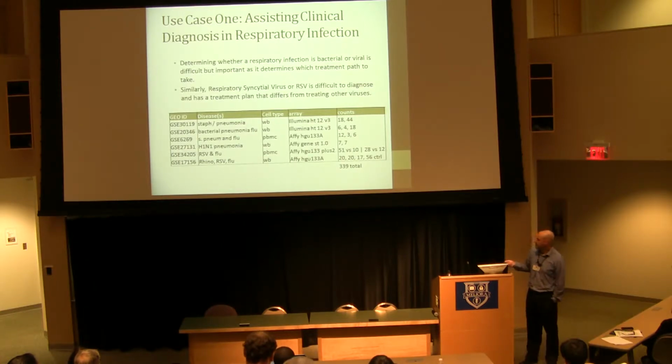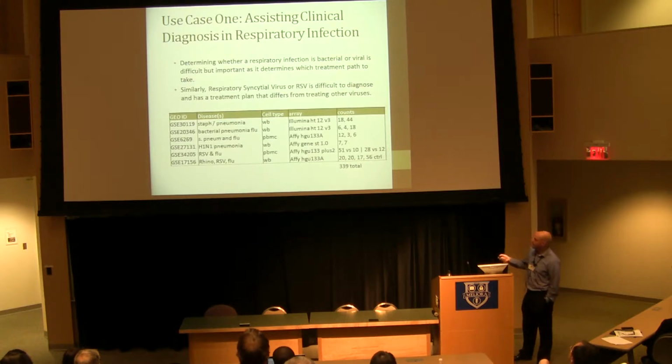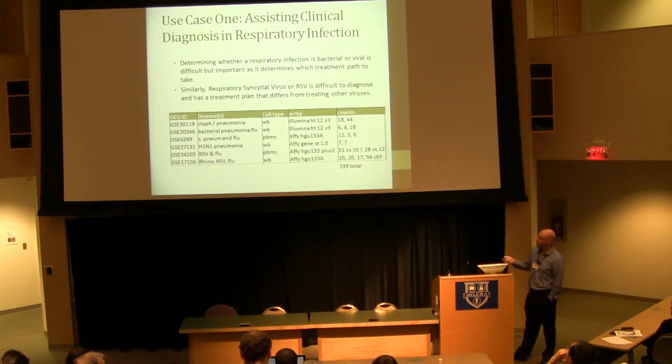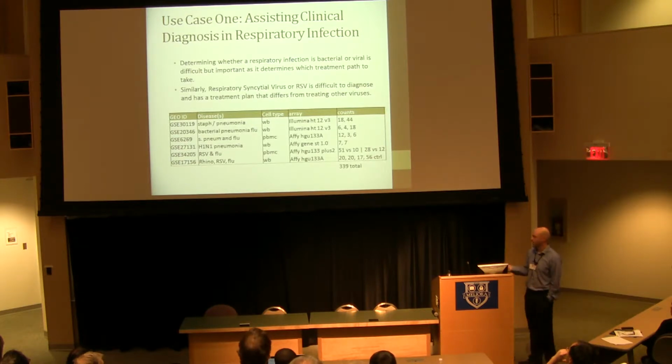So here, what you can notice already is that we have multiple chip types. Not only do we have Illumina and Affy, but we have different versions of Affy. And then we also have some studies, some studies just have bacterial and some have viral and some have both. And then you can see our cell types. Some of it's whole blood and some of it's PBMC. The modules were all made using whole blood.